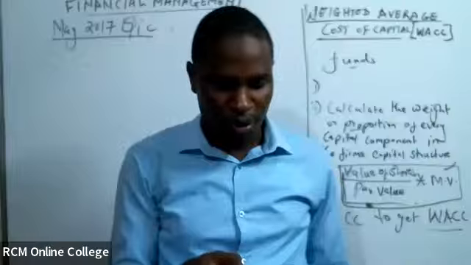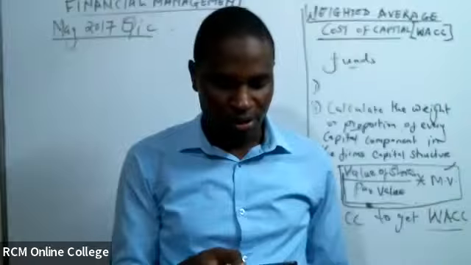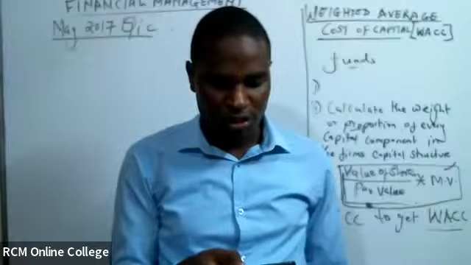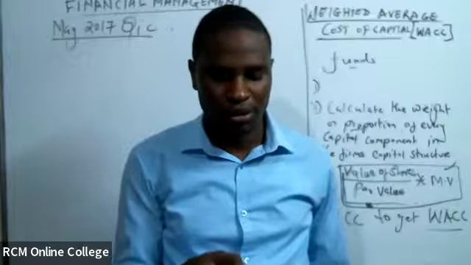And then we have 10% debenture, par is 100 and its value is 10,000. 8% preference shares, par is 20 and the value is 15,000. So the total capital structure is 50,000.